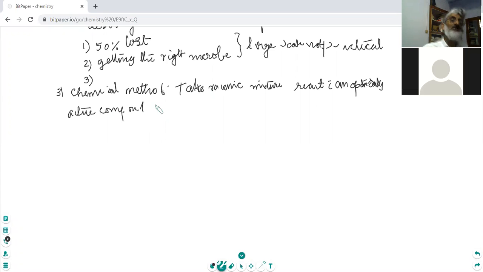Now what will happen is, since you are reacting with an optically active compound, you will get two compounds. A mixture of two compounds will be formed.